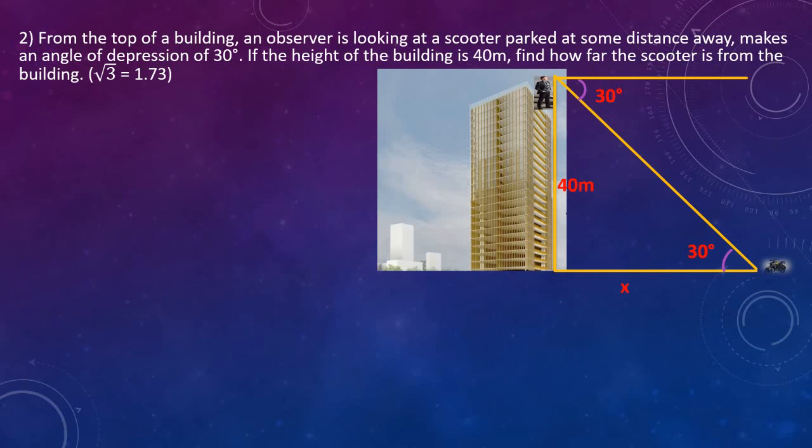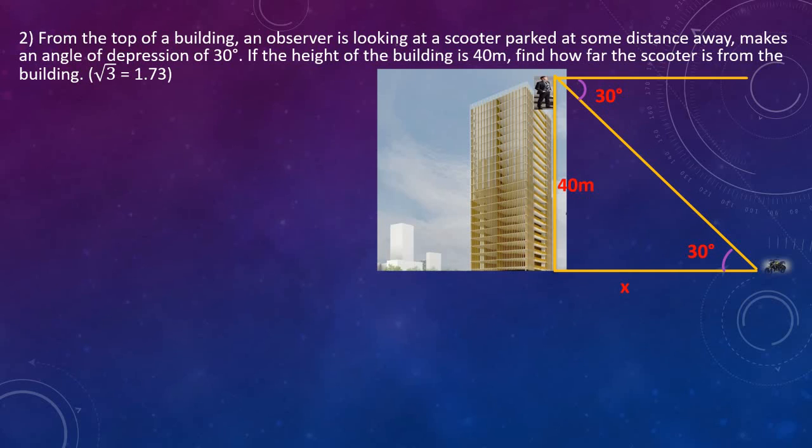Now let us see the second question of the solved examples. The question is, from the top of the building, an observer is looking at a scooter parked at some distance away, making an angle of depression of 30 degrees. If the height of the building is 40 meters, find how far the scooter is from the building. And in the bracket, they have given us the value of root 3, that is 1.73.